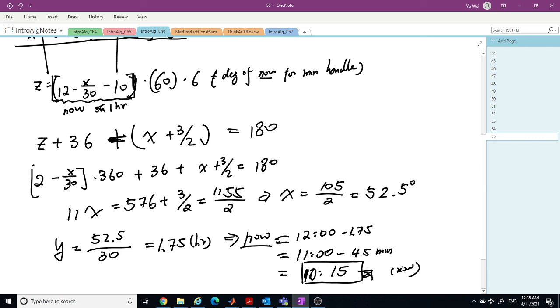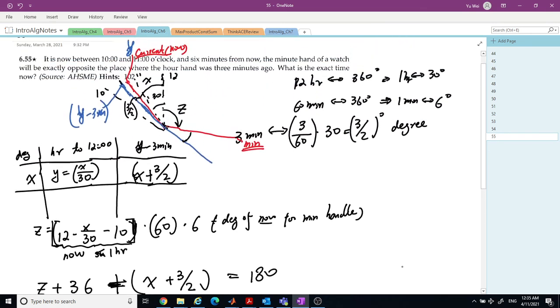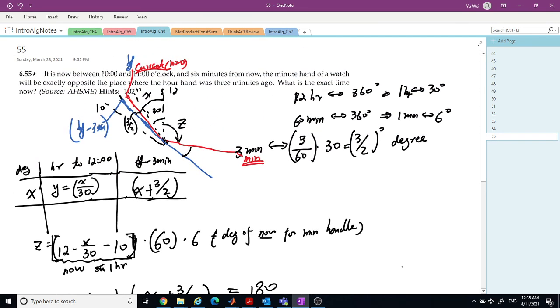This problem requires you to be very familiar with how we cut the angle: what's the relationship between the angle, the hours, and the time? Okay, that's it. Thank you.